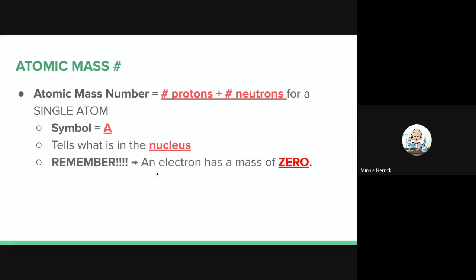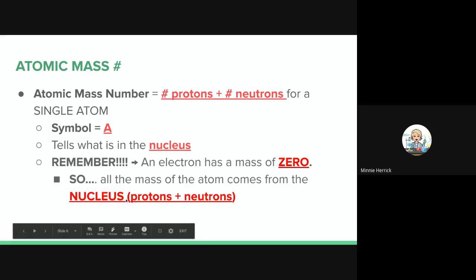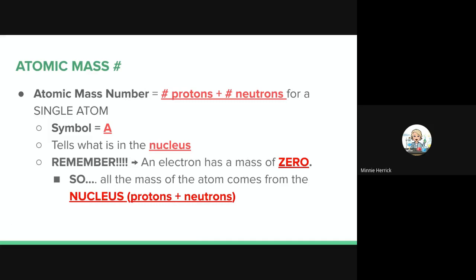Remember that the electron has a mass of 0, so all the mass of the atom comes from the nucleus. It's the protons and the neutrons. So we're talking about the atomic number being the protons and the atomic mass being the protons and the neutrons. Okay, so let's move to page 2. Let's look at some examples.